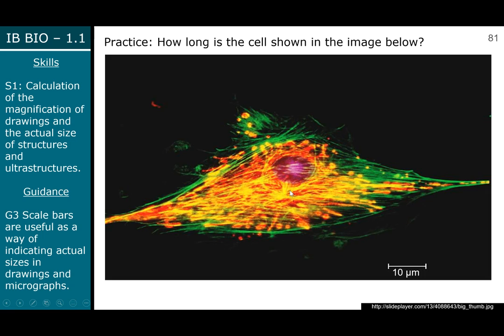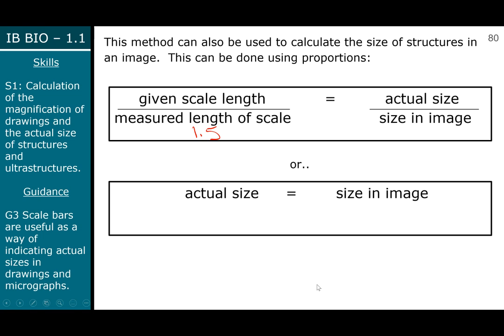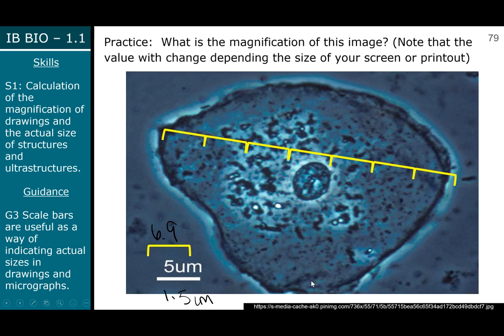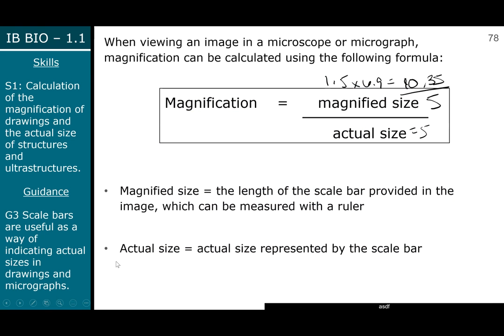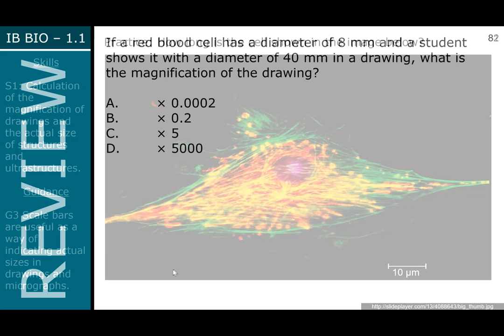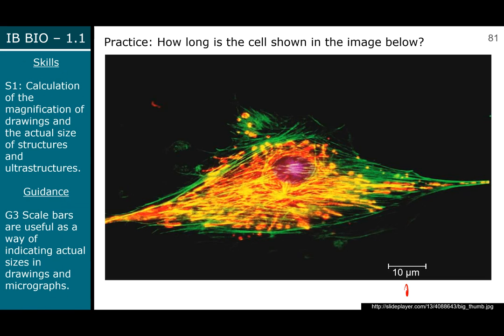Okay, so here's this thing, right? How long is the cell in the image below? So 10 micrometers. All right, so let's make sure we're using the right terminology. Actual size represented by the scale bar. So this 10 is our actual size. Okay.